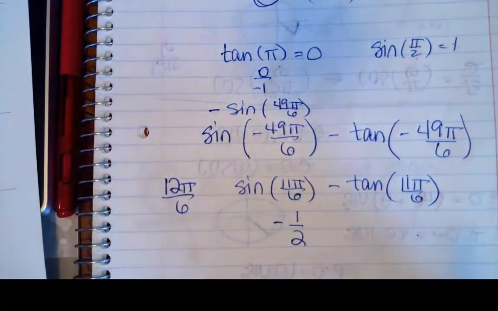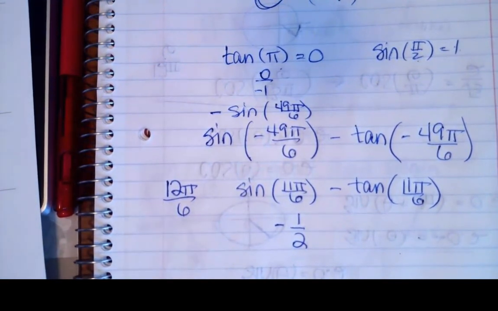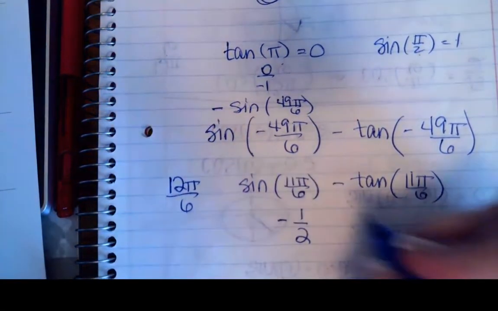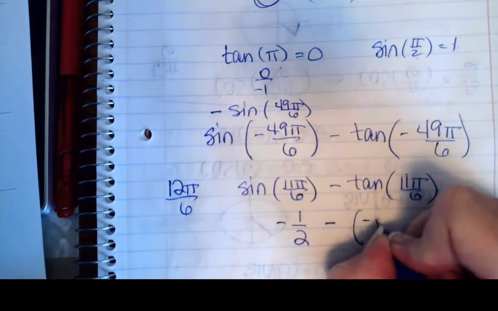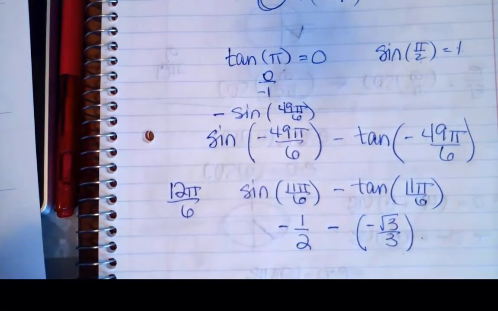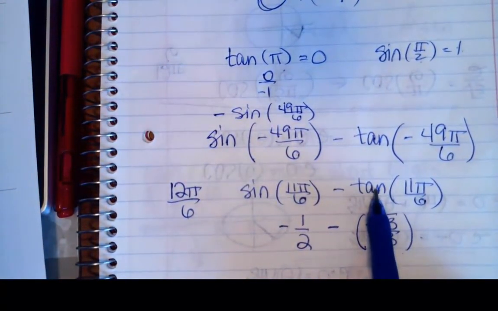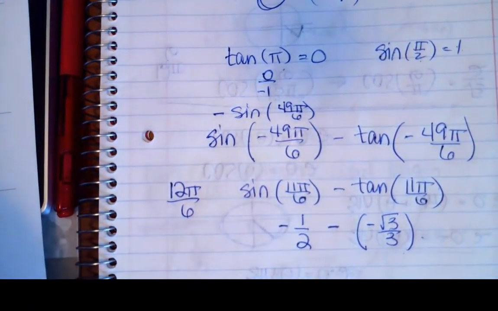So now what can I do? Well, the tangent of 11 pi over 6 is going to be the ratio of y to x, which at this point you should be able to do. And that's going to give me negative root 3 over 3. Okay? So the ratio tangent at 11 pi over 6 is negative root 3 over 3.